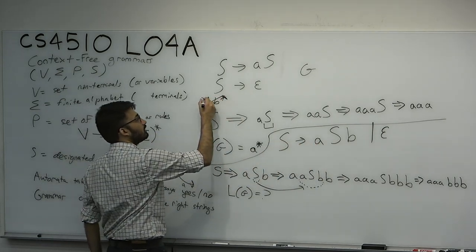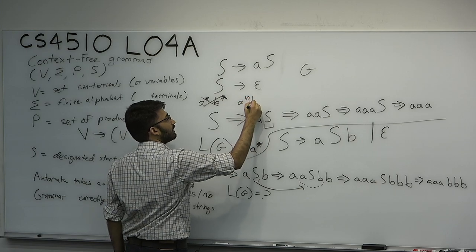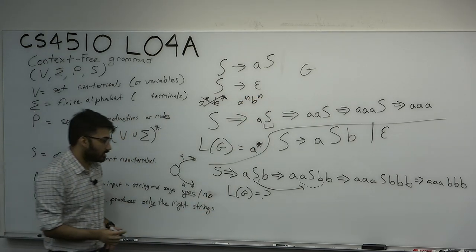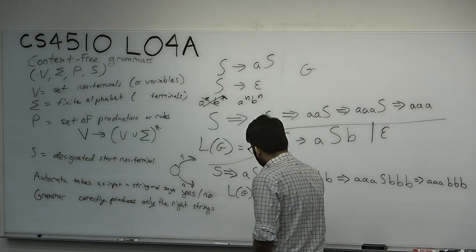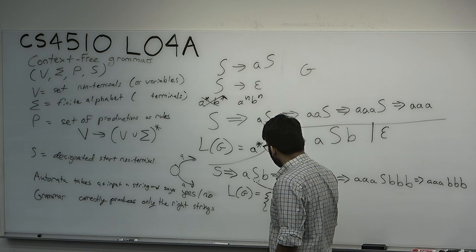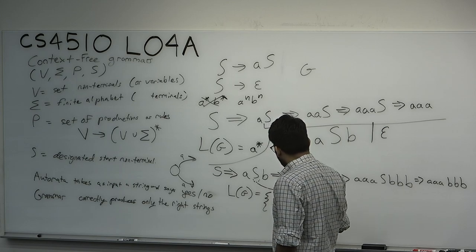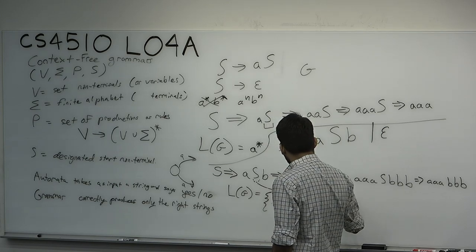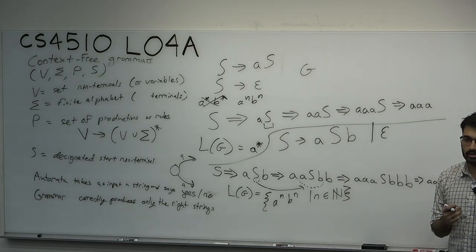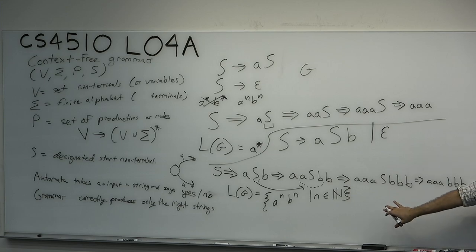It's going to be A to the N, B to the N, where the exact number of A's equals the number of B's. So this is not a question mark. This is going to be A to the N, B to the N, where N is a natural number. But if you recall, this was one of the canonical non-regular languages that we pumped. We proved using the pumping lemma that this language was not regular.